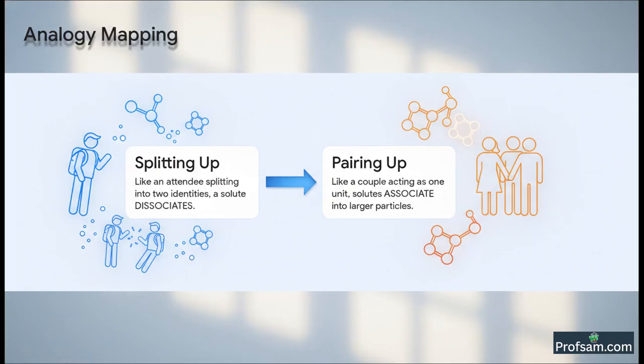So let's say a solute molecule breaks apart. That's like one attendee who bought 1 ticket suddenly splitting into 2 people. In chemistry, we call this dissociation. Now, what if 2 molecules stick together? That's like a couple arriving together and acting as a single unit. We call this association. You see? In both cases, our final count of particles is going to be different from what we started with.